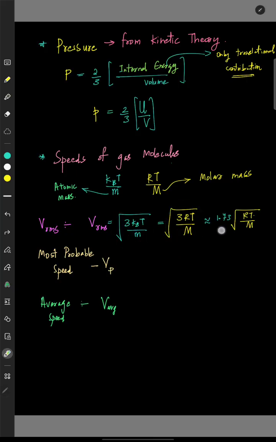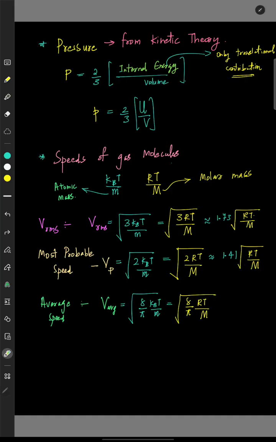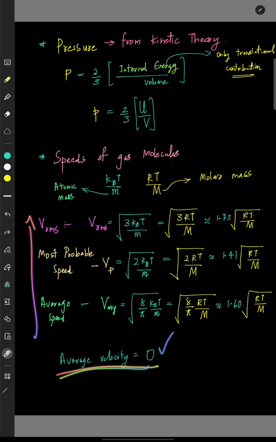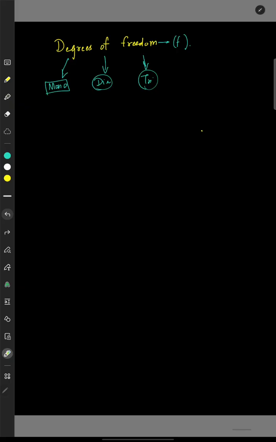So we can approximate it as 1.73 √(RT/M). And then we have the most probable speed, which is √2 instead of √3. So that will come around 1.41 √(RT/M), with capital M the molar mass. Then the average speed we can approximate as 1.60 √(RT/M). The average velocity for a system is always 0. Okay, so the speed takes numerical values whereas the velocity on average is 0.